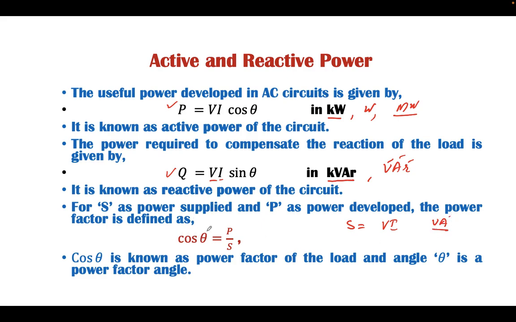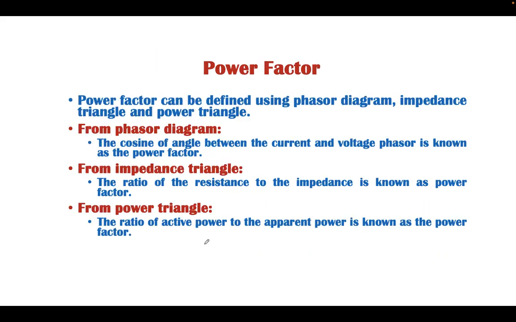Now, considering P and S, P is VI cos theta, S is V into I, then dividing P by S, we can simply calculate cos theta. Cos theta is equal to P by S. VI will cancel out, and we will have cos theta. Cos theta is known as the power factor of the load, and angle theta is the power factor angle.